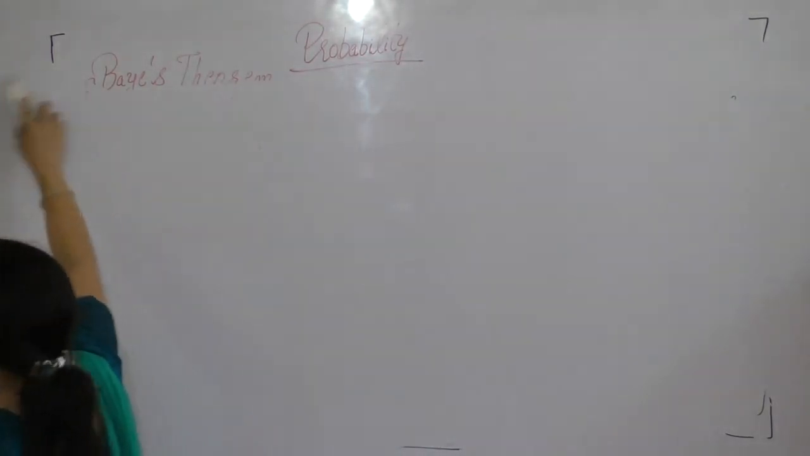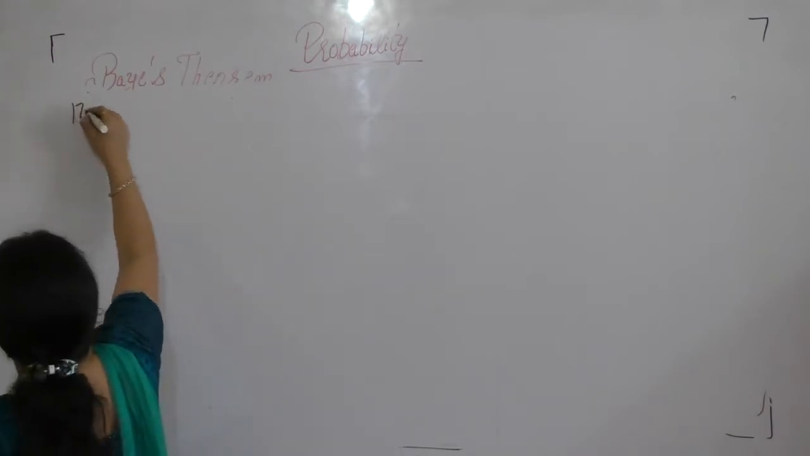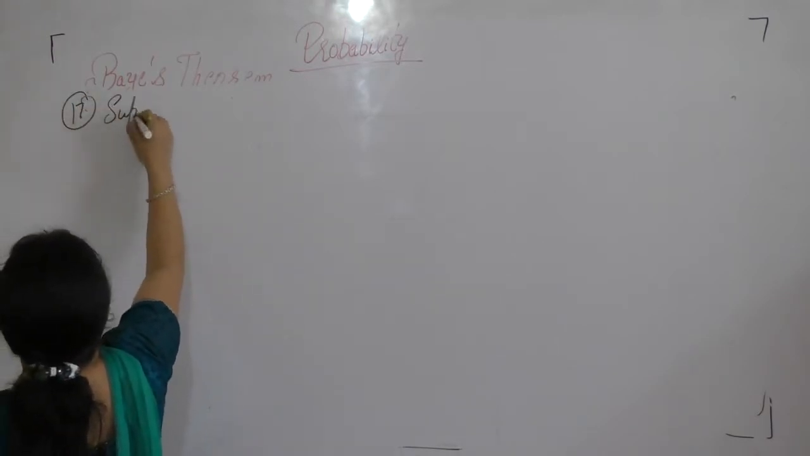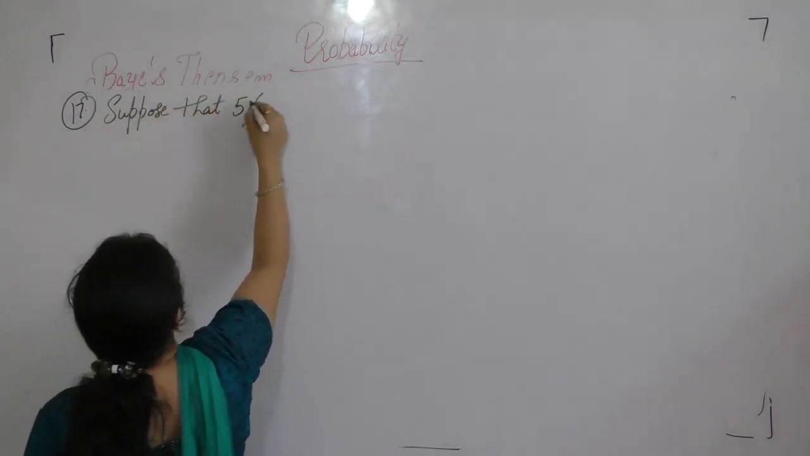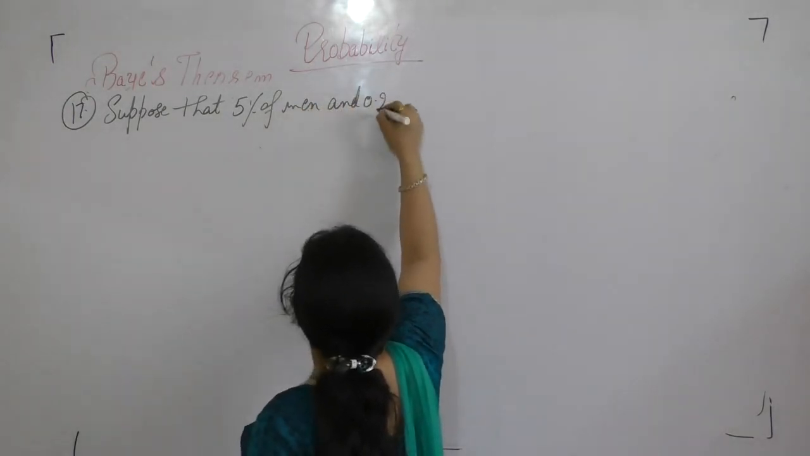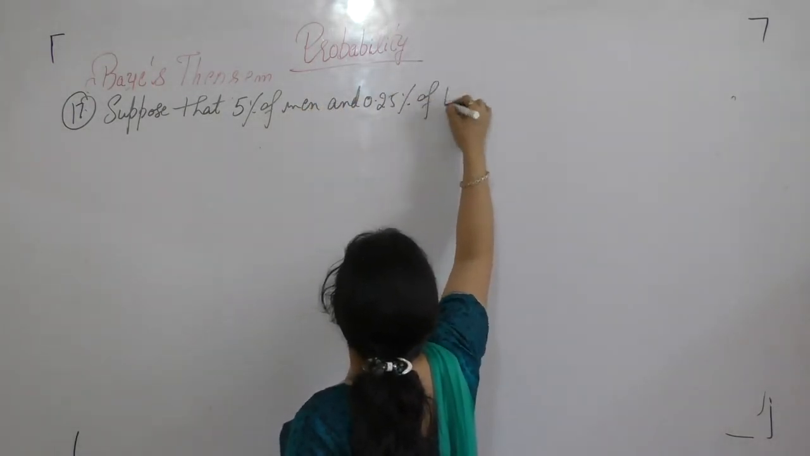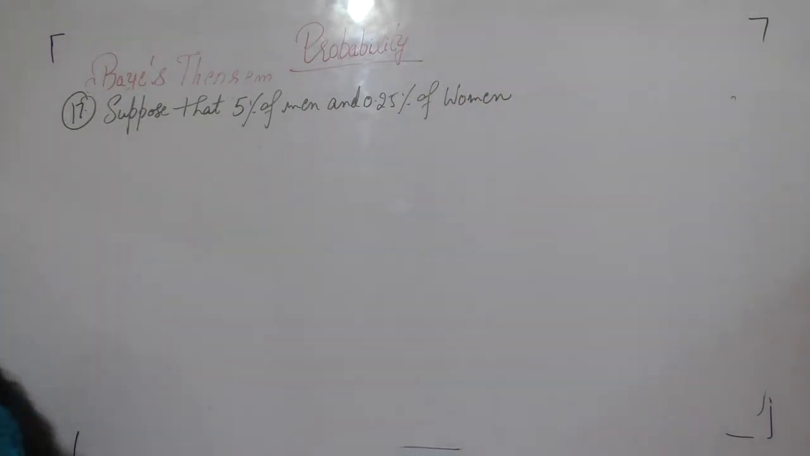Now next question, question number 17. Suppose that 5% of men and 0.25% of women, 5% of men and 0.25% of women have grey hair.